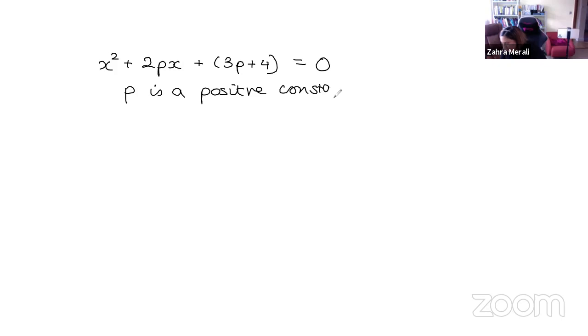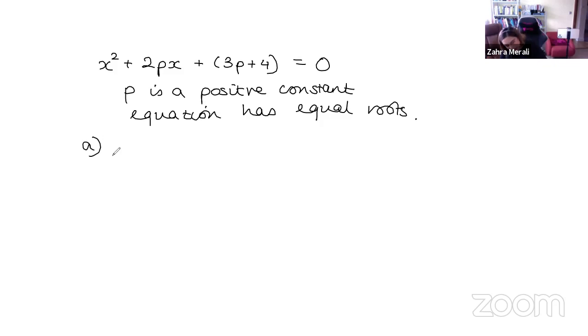say something like this. x squared plus 2px plus 3p plus 4 equals 0. And you get told p is a positive constant, and the equation has equal roots. And it says, find the value of p. Okay, so that's from an AS exam paper.